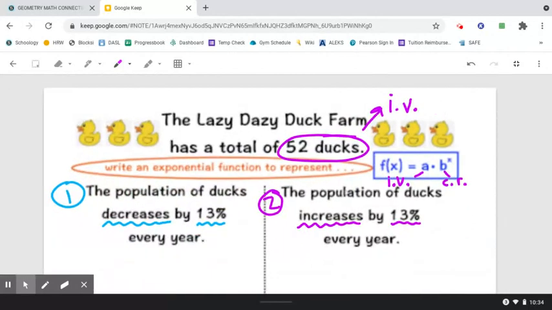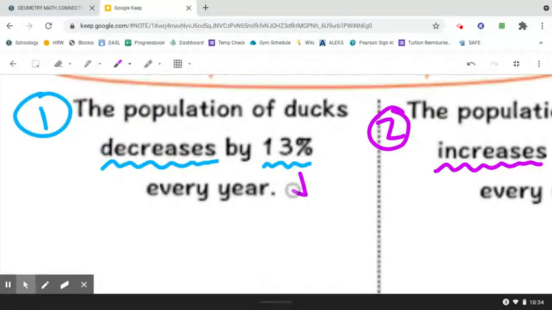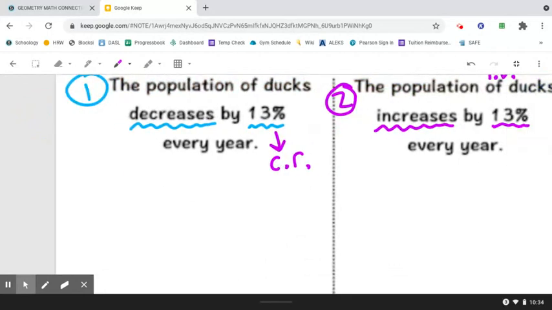We have 52 ducks. Every year, depending on the situation, it's either going to increase or decrease by 13% that amount of ducks. So in this first case, it's going to decrease by 13%. So next year, we'll have less than 52 ducks, 13% less. Okay, so we want to represent that in our equation. So that 13%, that's going to be our common ratio, or part of it, in our equation.